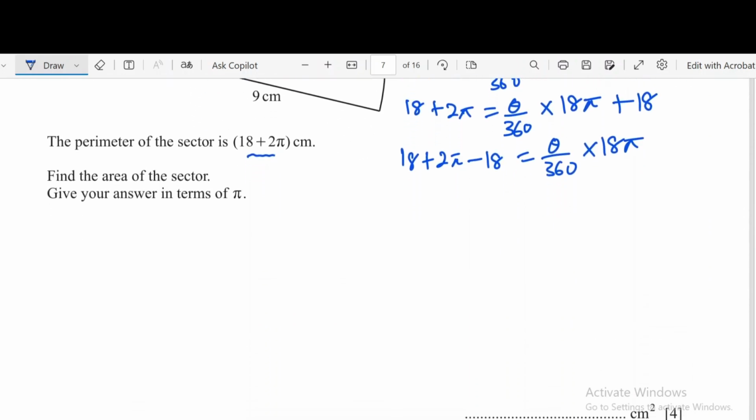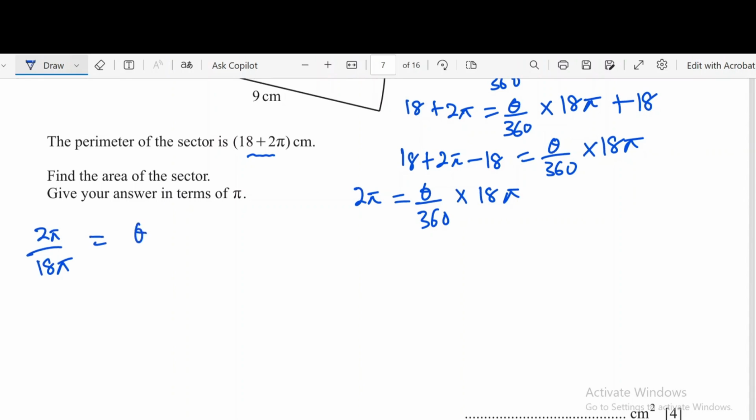Now, from here, this 18 will cancel itself, so we have 2 pi equals theta over 360 times 18 pi. Okay, so if we look at it, theta over 360, we divide both sides by 18 pi. Let's see what that will give to us. So let's divide both sides by 18 pi.